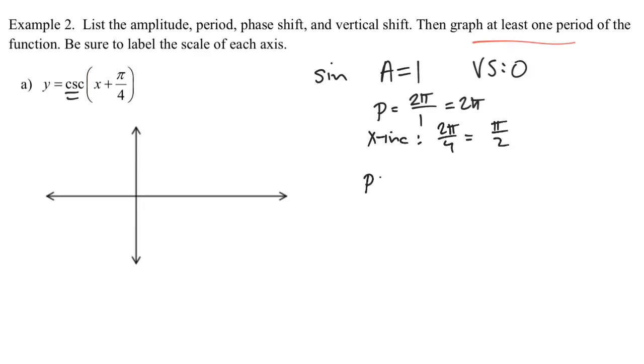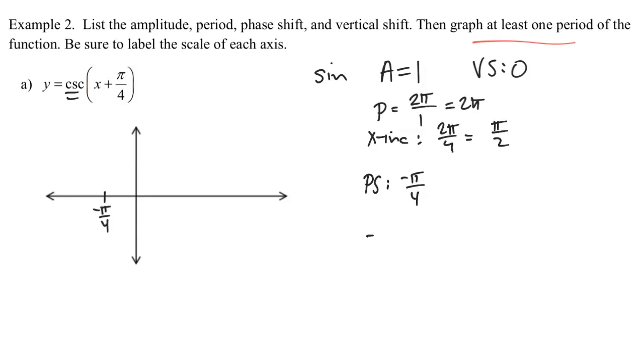And then finally the phase shift, and I notice here that the b is factored out since it's a 1, and so that tells me that the phase shift is negative pi divided by 4. And so negative pi over 4 is going to be right over here. That's going to be my starting x value.